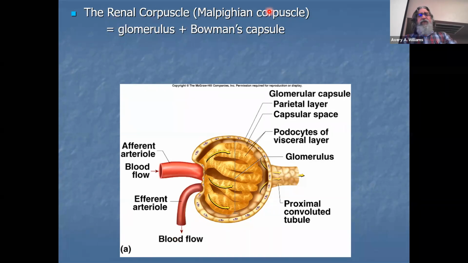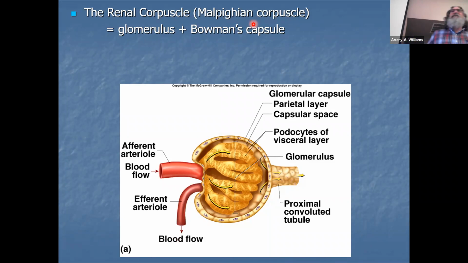The renal corpuscle, the old school term, which is still in use, is called the Malpighian corpuscle. We had that term before, right? Remember the Malpighian layer, the stratum Malpighii. What part of the body was that?